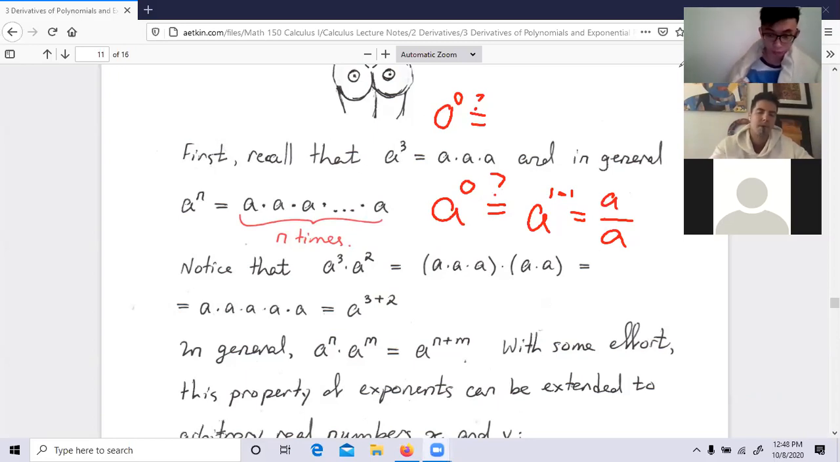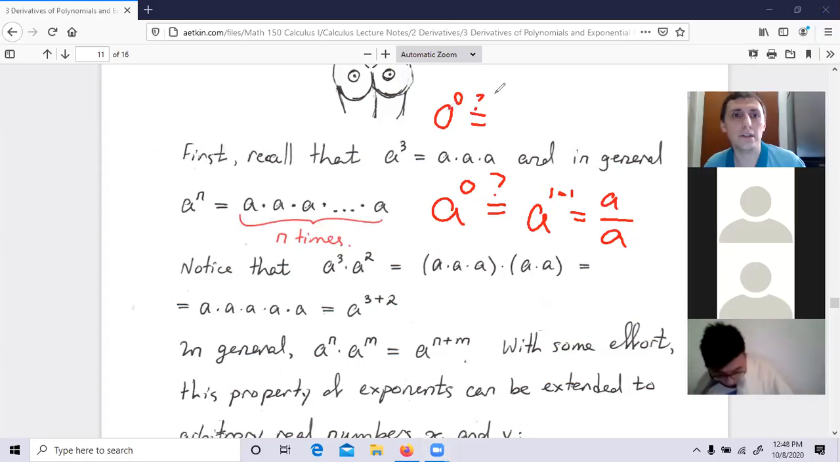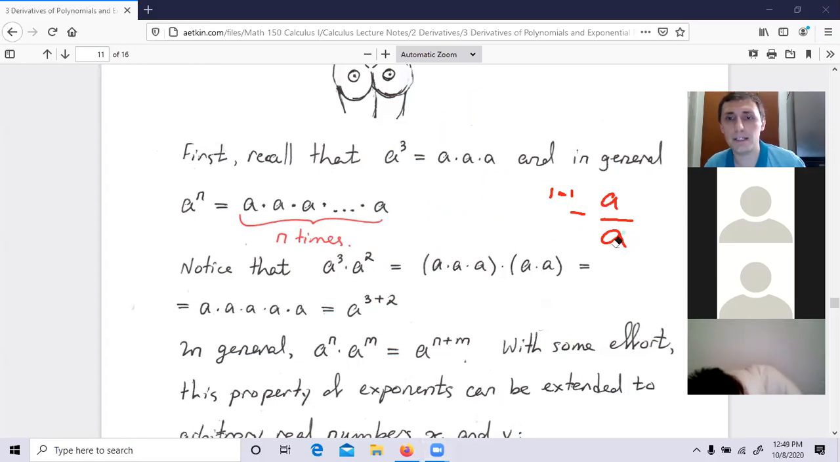Exactly, undefined. Denominator is 0. 0 to the power of 0, well, you cannot divide by 0 in the denominator, it's undefined. Make sense? All right, let's move on. So you have this basic idea about exponents.